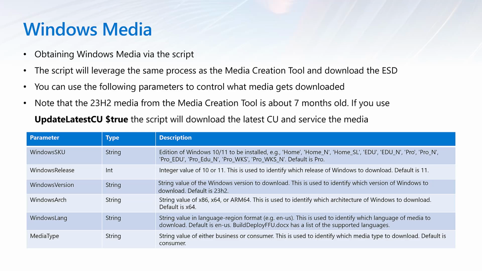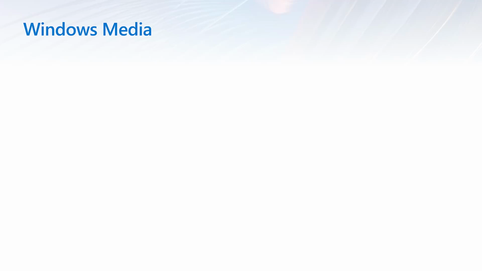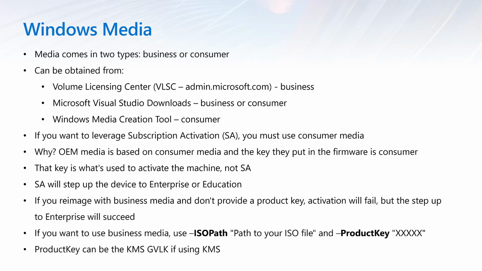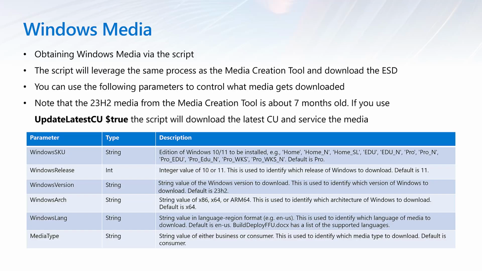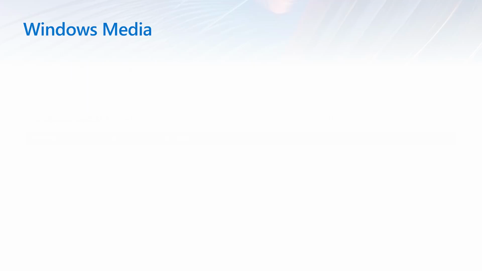The default is consumer. So I actually made a mistake on the prior slide. I did mention that media creation tool is only consumer. You actually can download business media from it. I don't download business media from it. I only do consumer just because I use subscription activation for all of my activation to allow the step up, because that's what most customers should be doing. But if you do want to download business media from that, you can. I just don't typically do it.